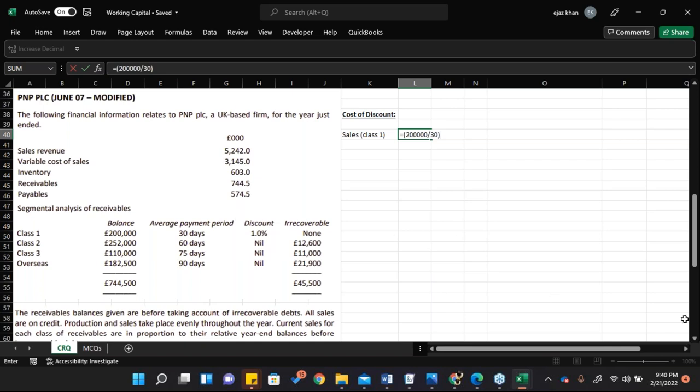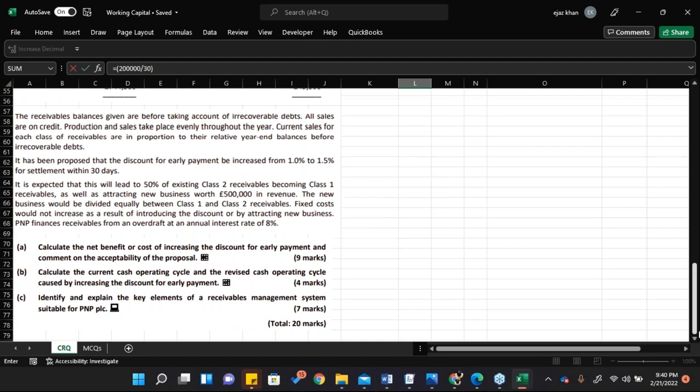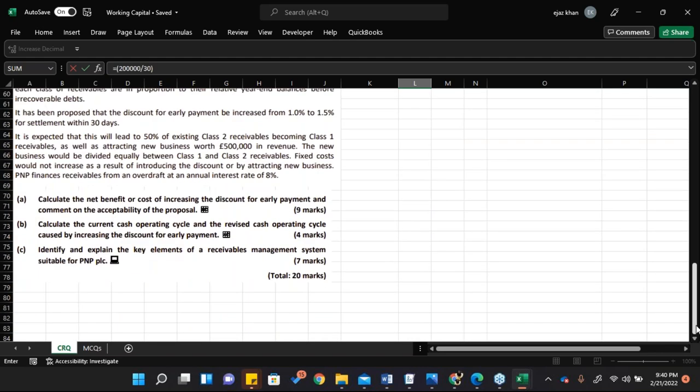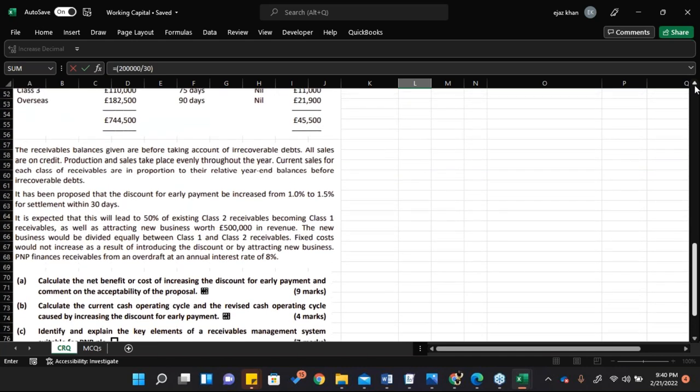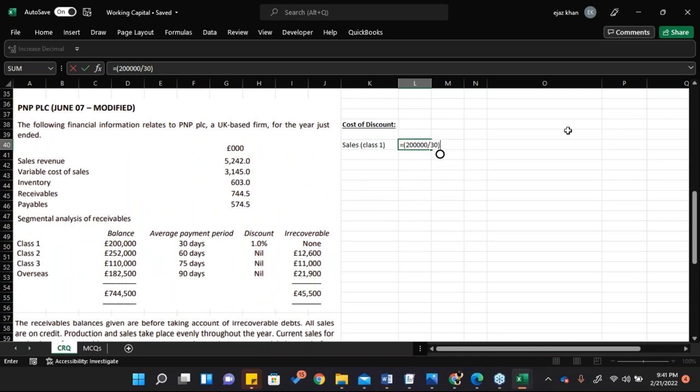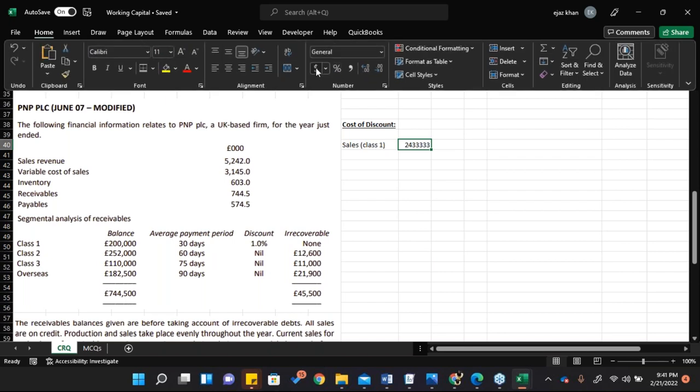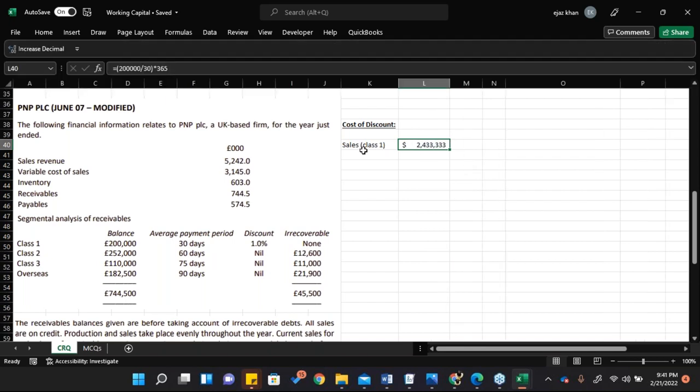And how many days do we have to assume in a year? They haven't given us days. So in F9, remember, if they haven't asked us to assume the number of days in a year, we should always assume 365 days. Multiplied by 365, from class one receivables we have total sales of 24333, whatever. That's the total sales we generate from class one.